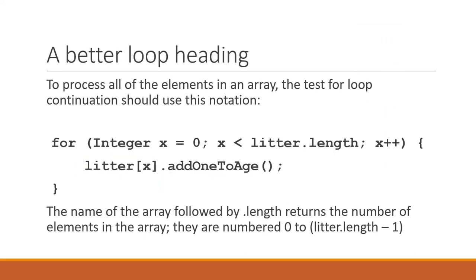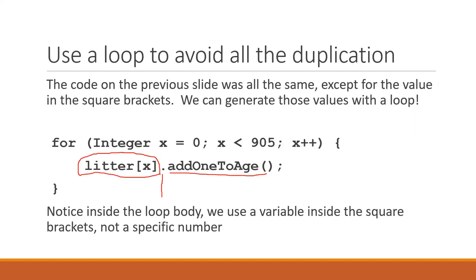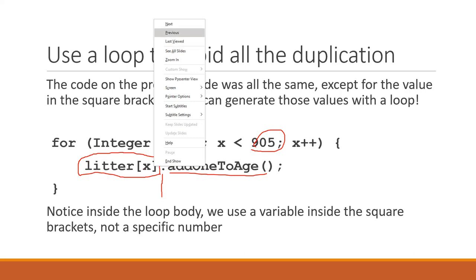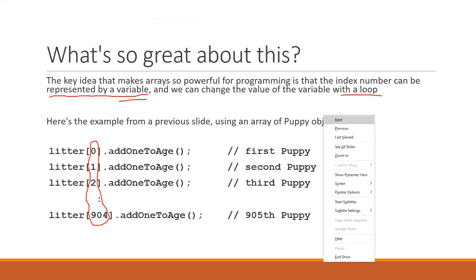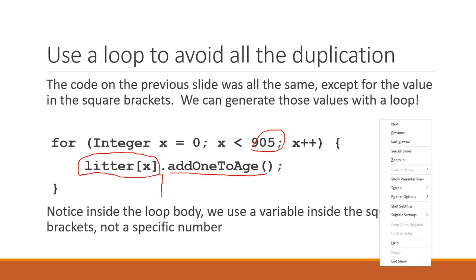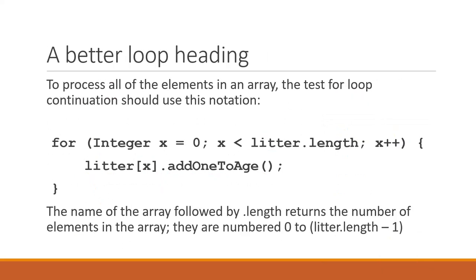Now, it turns out that in general, if we would change the number of elements in the array, we'd have to go in and edit this 905. And maybe we have a bunch of these loops all through the program, and so it's a kind of a pain to do that. So it is a better approach to specify the upper limit.